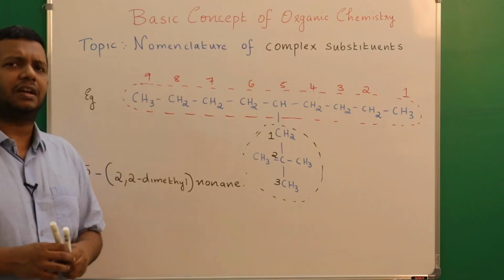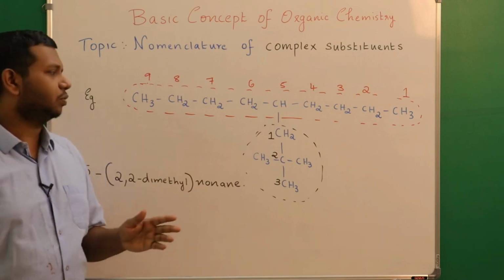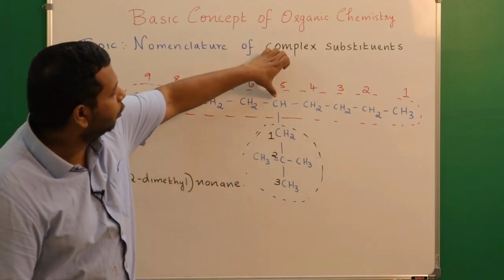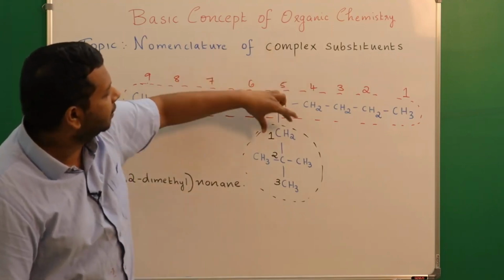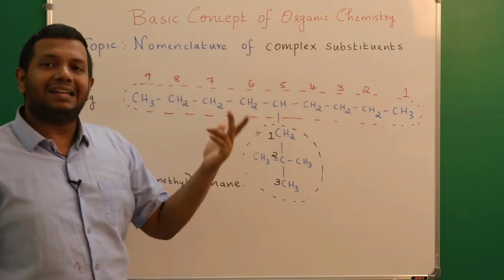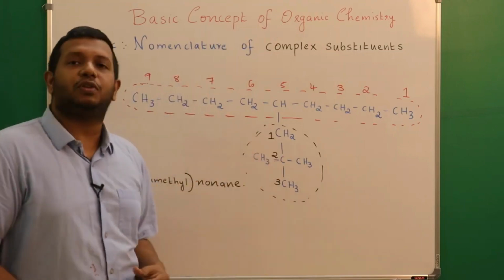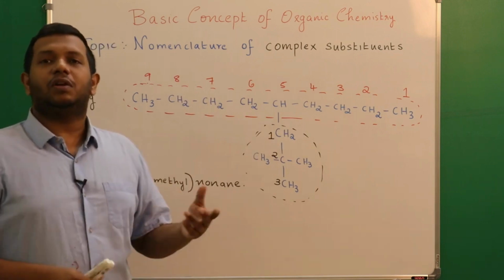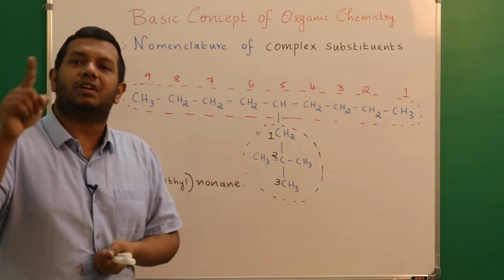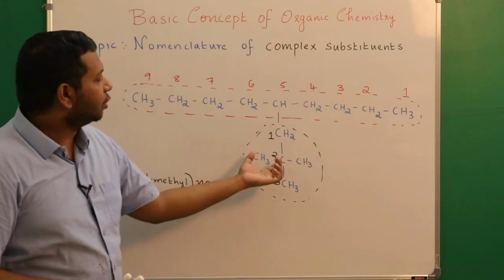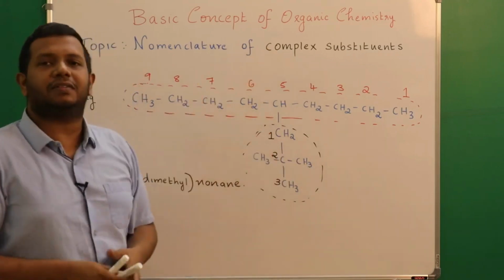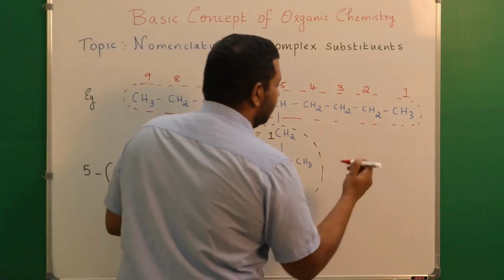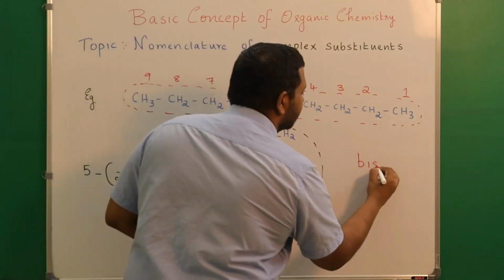There are more rules. I will tell one special case where if you have a similar complex substituent here also at the 5th position, one more H is replaced and the similar stuff is here. In that case, whenever 2 similar complex substituents are present, we know that if it is 2 methyl groups, we use the term di. So similarly, if there are 2 similar complex substituents, we use the term bis.